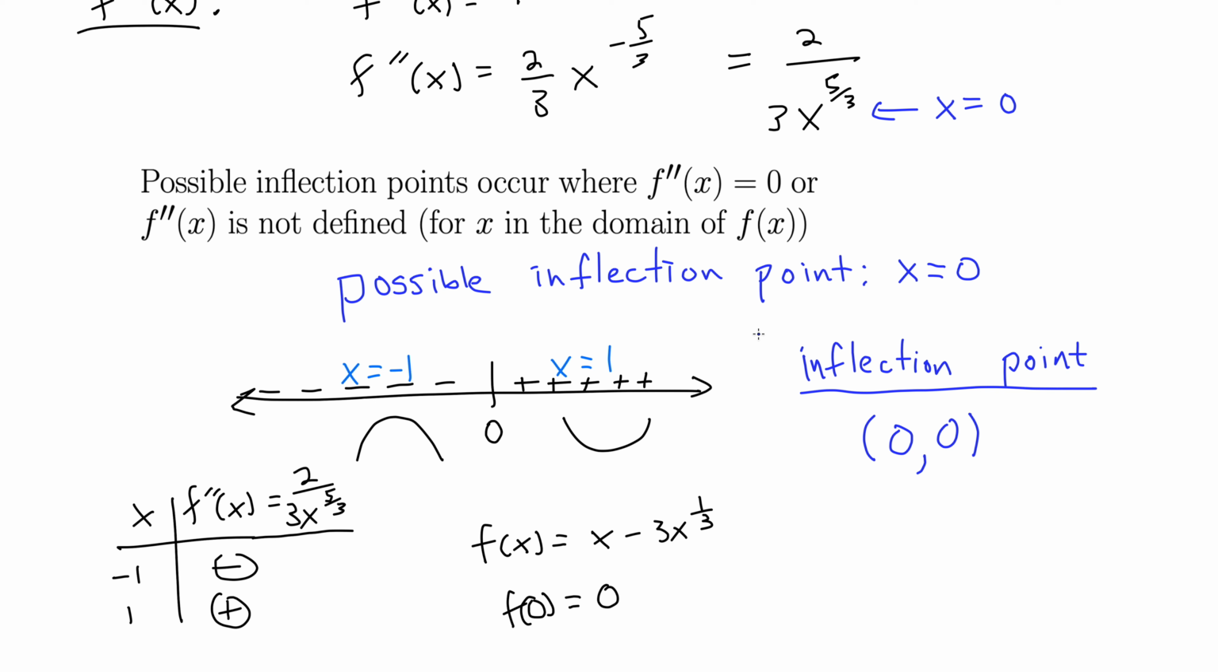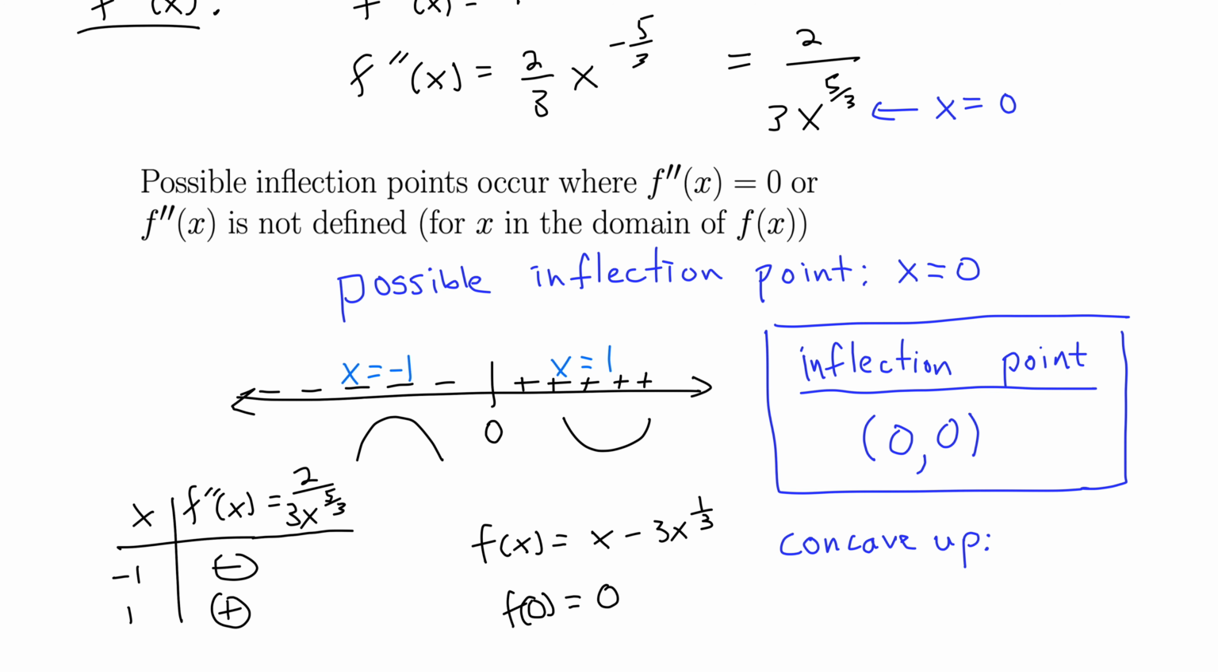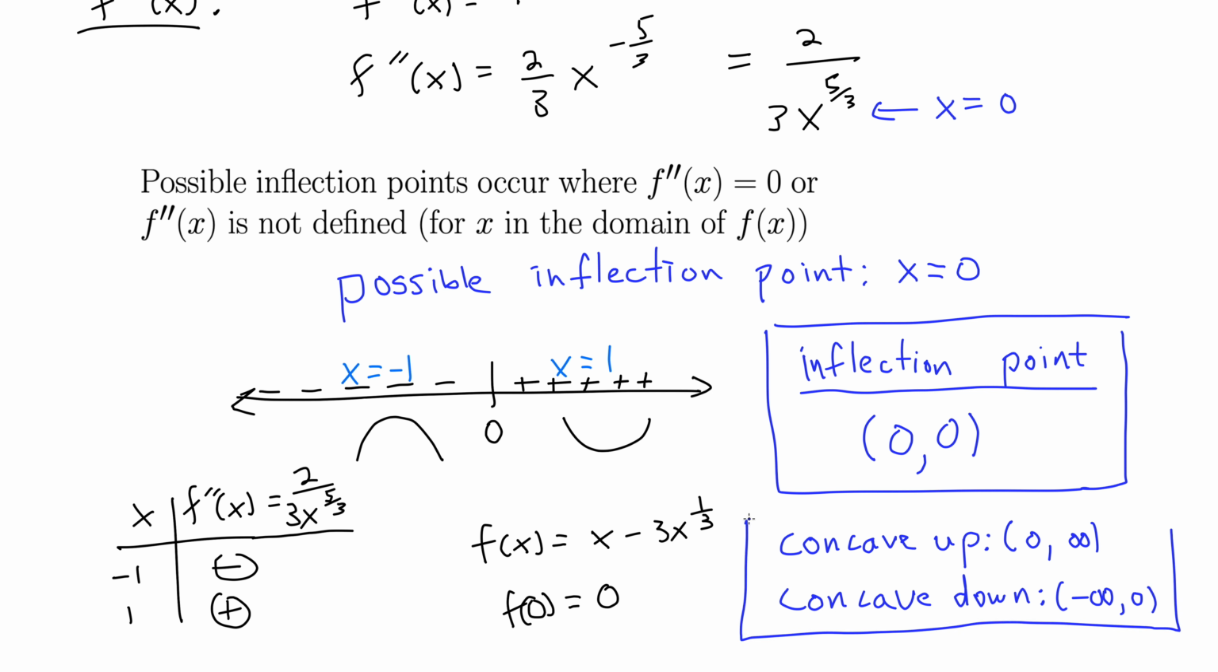So there, we have our inflection point. That's good news. And we can also talk about our concavity. So we have concave up on 0 to infinity, and concave down on negative infinity to 0. Okay, so that's a lot of information, but we still have more information that we can get, namely asymptotes and end behavior. So let's check back in with our steps and see where we stand.